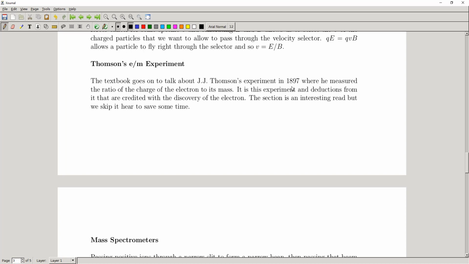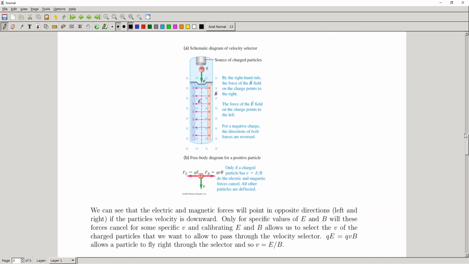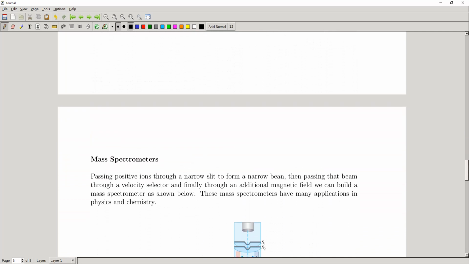It's a really interesting read, and I would suggest that anybody that's interested in going on in physics give that a quick read. But we're going to skip over it here. I just wanted to mention it really quickly. It is a subsection in the textbook, but we'll skip it here to save some time. The experiment is basically just using one of these velocity selectors. Okay, so you can read a little more about it if you're interested.